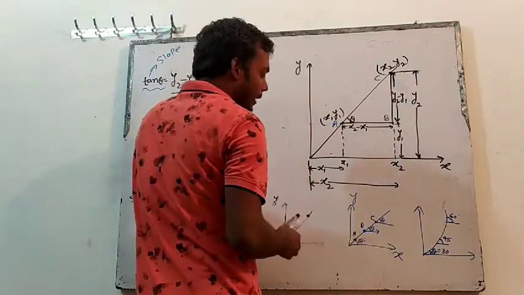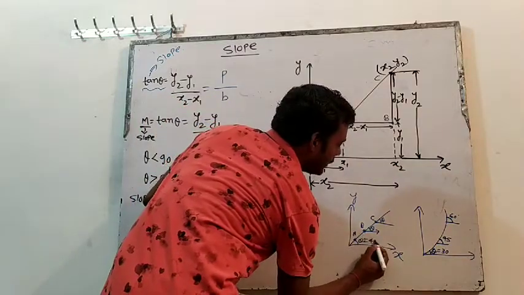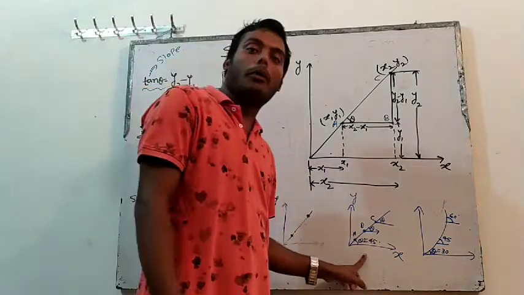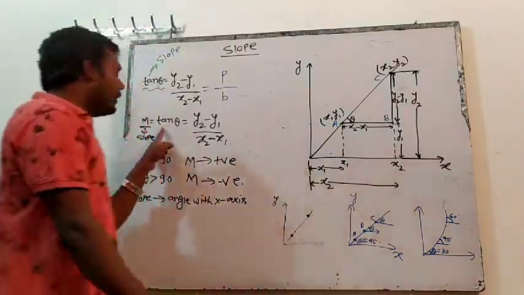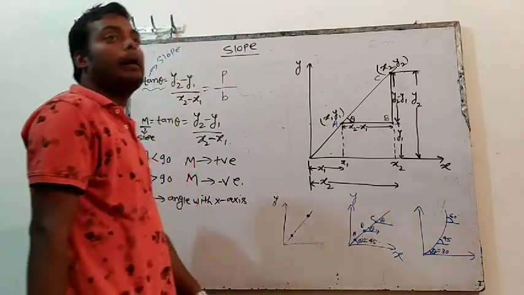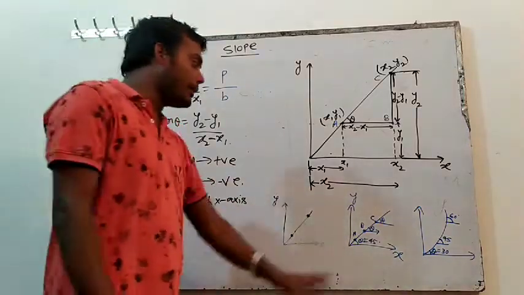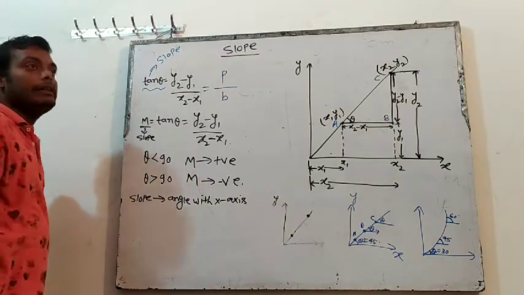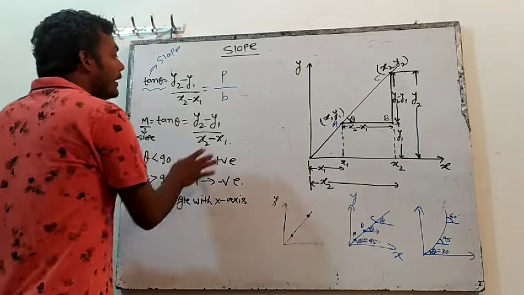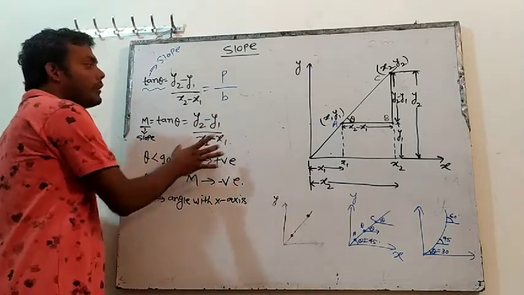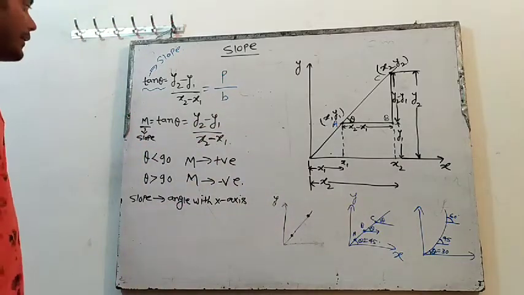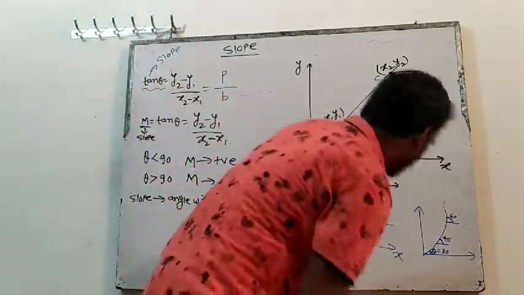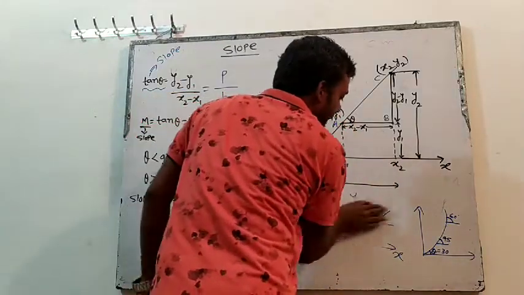If any line is passing through the origin, this angle will be 45. If theta is 45, what will be the slope? Tan 45. How do we calculate slope? Tan of theta. So theta is 45, and tan 45 is 1. So the slope is 1. Either you can find slope just by taking tan theta, or there is another process, that is y2 minus y1 divided by x2 minus x1, like this. Let me find this one also, how we can find it. Understand this.